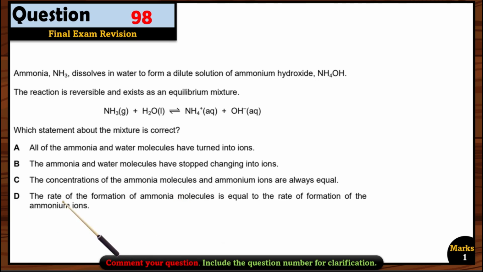Let's see option D. So now we are left with option D. So that's the right option. Let's see this one. The rate of formation of ammonia molecules is equal to the rate of formation of ammonium ions. As already discussed, the rates of the reactant and product formation will be equal, but not the concentrations. So that's why this option is right. Option D is correct. So these are all the questions related to chapter 11. I will see you in the next video. Up till then, bye-bye. Thank you.